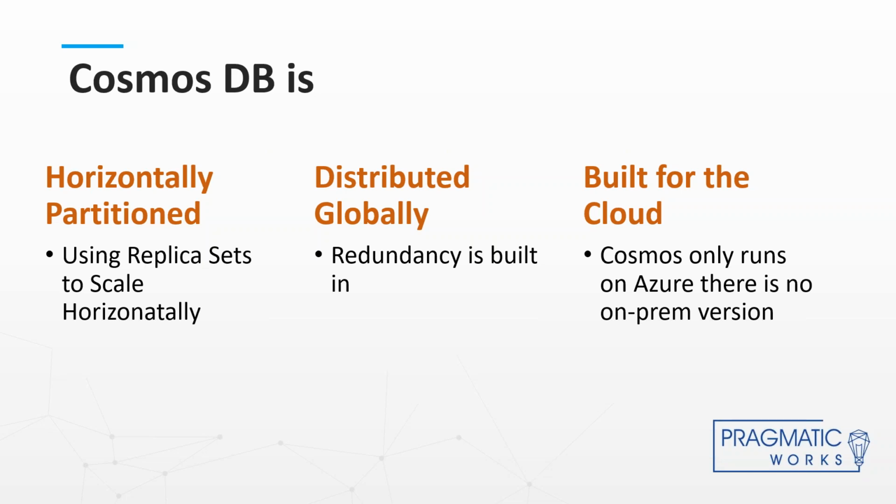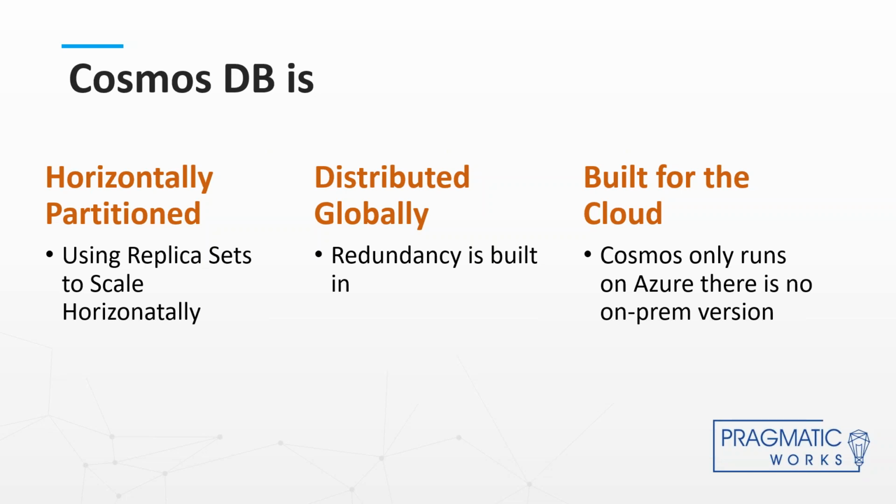It's distributed globally. Redundancy is built in, so with Cosmos DB, if you're in the US doing your development, you can easily create a replica or a copy in, say, the Tokyo data center, or the Japan data center, and have it be distributed that way for quick reads closer to where the end user is. And it is built for the cloud.